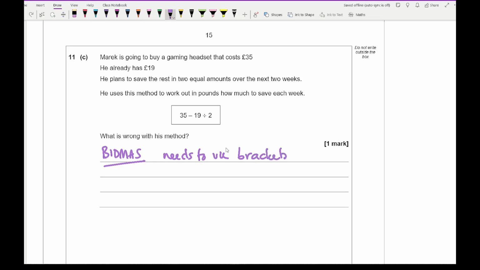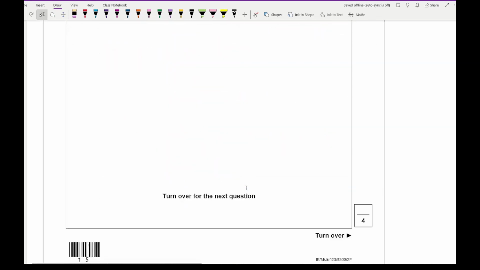around the 35 minus 19, and something along those lines would be absolutely fine. So he needs to do that first rather than divide by 2, because with BIDMAS it'll do the 19 divided by 2 first and then subtract the answer from 35. So again, you can either write it in words or you potentially could show what it should be. They may accept that. So again, it's entirely up to you. But you could say what that equals and show that it's wrong, and we go from there.